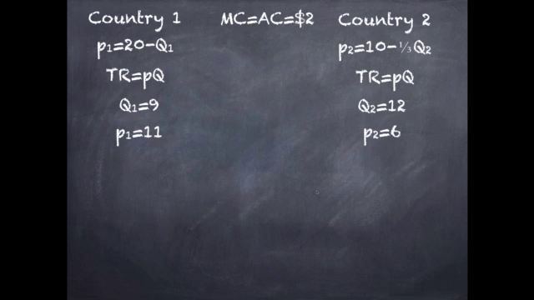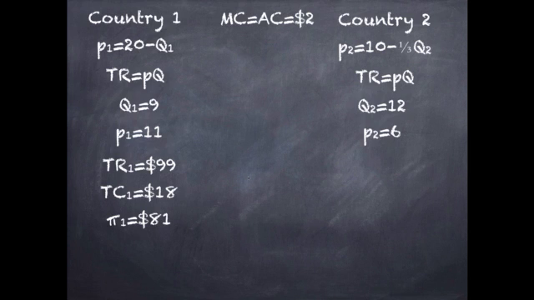So I know that if I want to get total revenue, it's P times Q. 9 times 11 is equal to 99. If I want to get total cost, I know that average cost is equal to 2, so it's going to be 2 multiplied by 9. So total cost in country 1 is going to be equal to 18. And as I subtract total cost from total revenue, my profit in country 1 is going to be equal to 81. I do the same process for country 2.